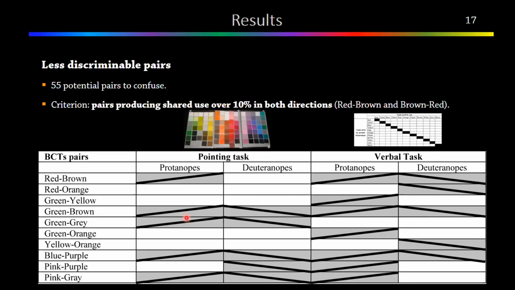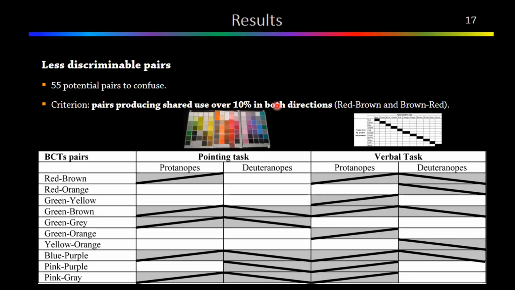And we mark in this table only the pairs that were above 10% of confusion in both directions. That means over 10% in the red-brown and the brown-red direction. So the cells that are covered with gray and a black stripe mark situations in which that criterion was met, and the ones that are white are situations in which this criterion wasn't met for any type of dichromat or for any of the two tasks, okay? So if we follow this criterion, we have only 10 out of the 55 potential pairs to compare that happen to be over the 10% criterion in any of these situations, which is a much smaller number.